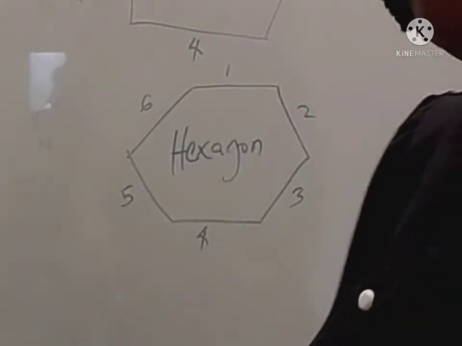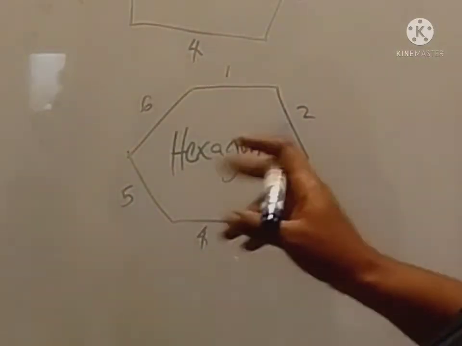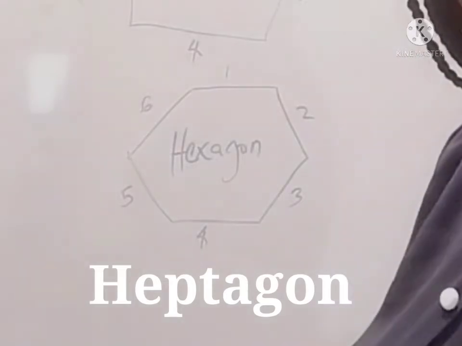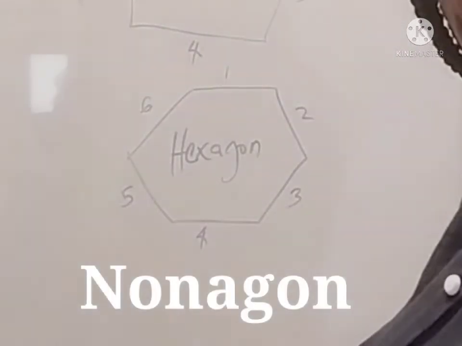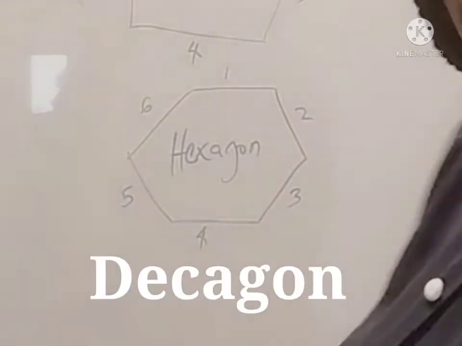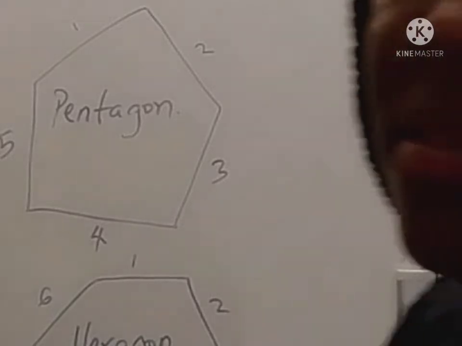The number of sides continues to increase. After a hexagon, you have a heptagon. After a heptagon, you have an octagon. After an octagon, you have a nonagon. And you have a decagon. And on it goes. After that, we'll talk about a circle.